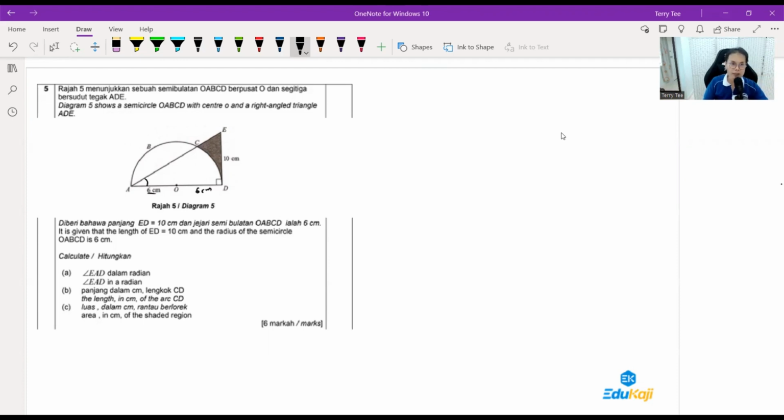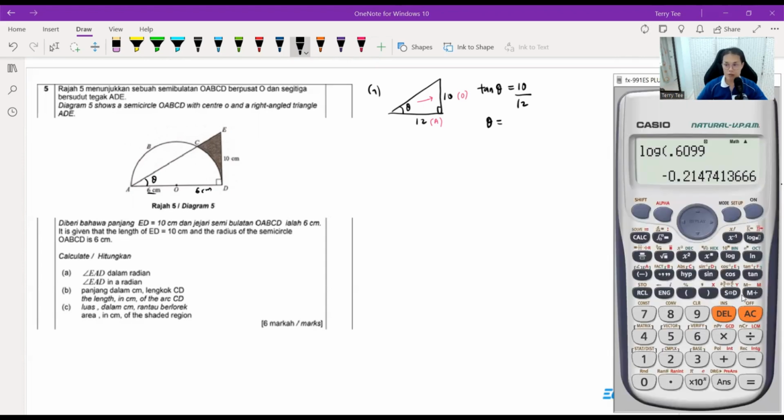So we let EAD be theta, if you like, and we can see this is a right angle triangle. This right angle triangle has the length here 10, this is 12. So your opposite is 10, your adjacent is 12. To find angle theta, we can use tangent. Tangent is opposite over adjacent, right? So use your calculator in radian mode.